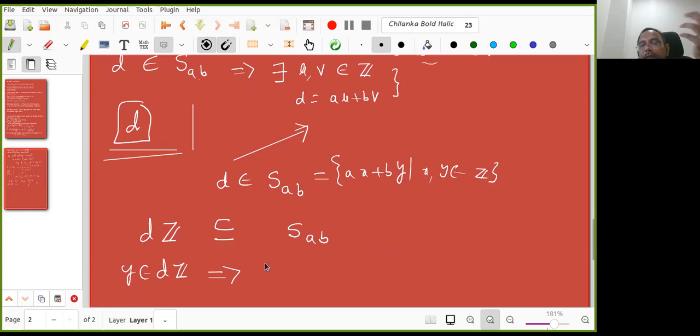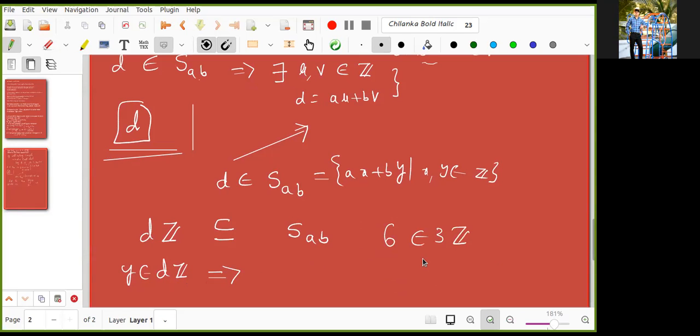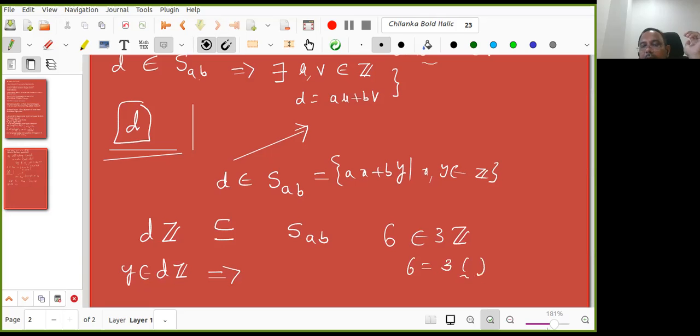y belongs to 3Z means what? So is 6 belonging to 3Z? Yes. Why? Because 6 is equal to 3 into something. Something you do not tell. Why am I not asking you to tell? Because if you know 6, then I know what that 2 is. That is exactly 2. But I do not know what this y is. Okay. 6 belongs to 3Z, but there existed a 2 such that 6 equals 3 into 2, right?